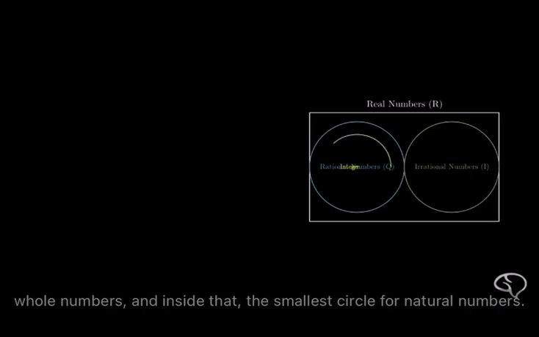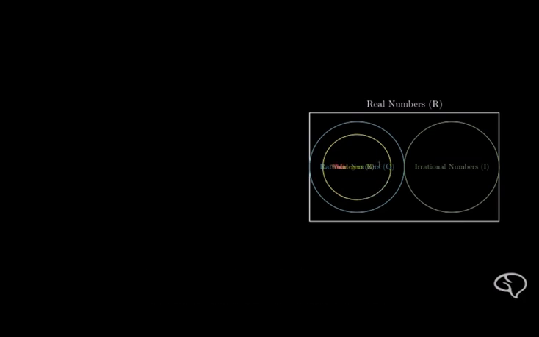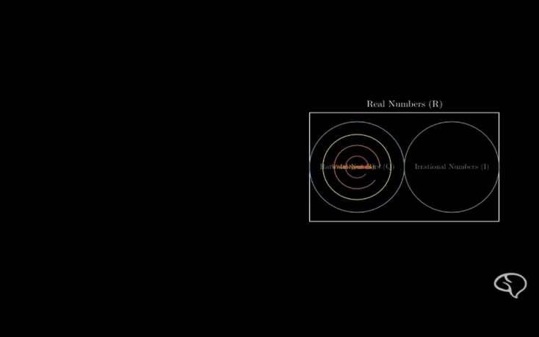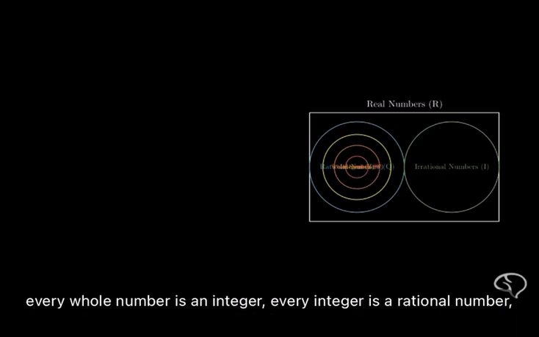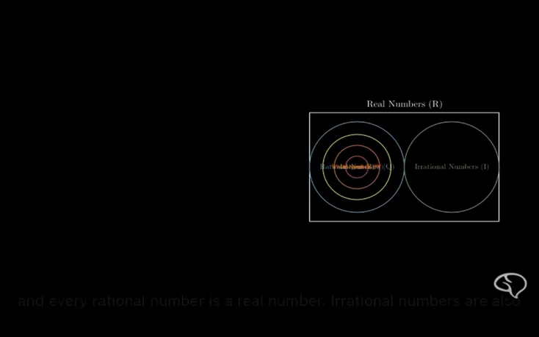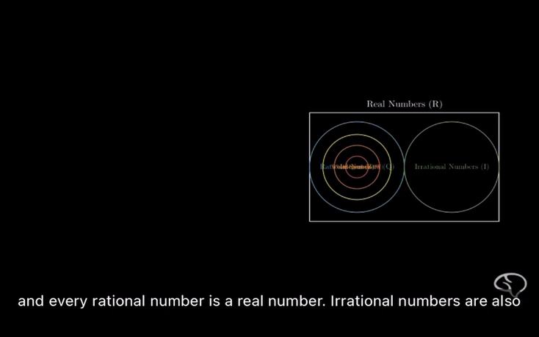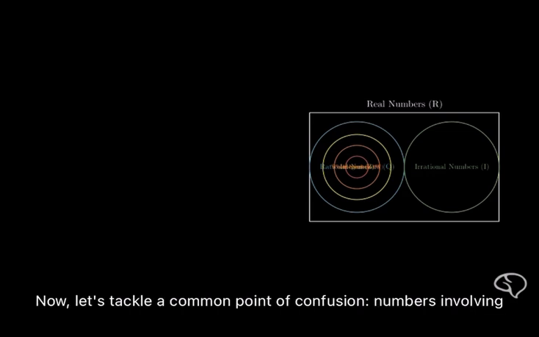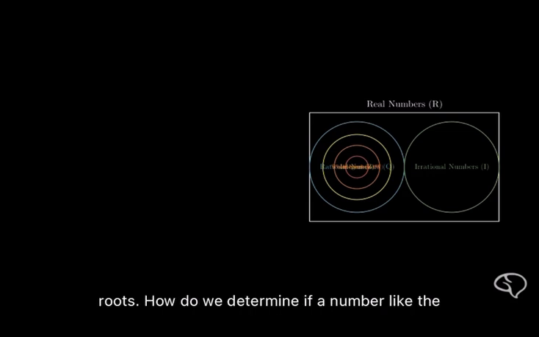Now, inside the rational circle, we have a smaller circle for integers. And inside the integer circle, we have an even smaller circle for whole numbers, and inside that, the smallest circle for natural numbers. This diagram shows the hierarchy. Every natural number is a whole number, every whole number is an integer, every integer is a rational number, and every rational number is a real number. Irrational numbers are also real numbers, but they are in their own separate category.